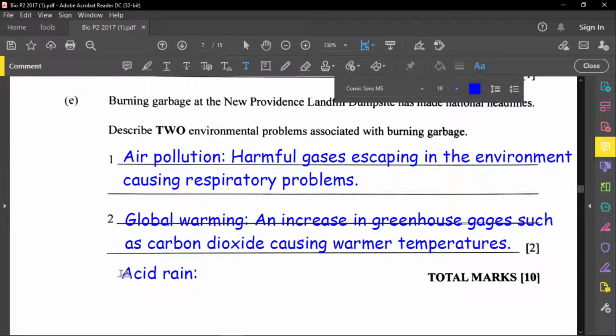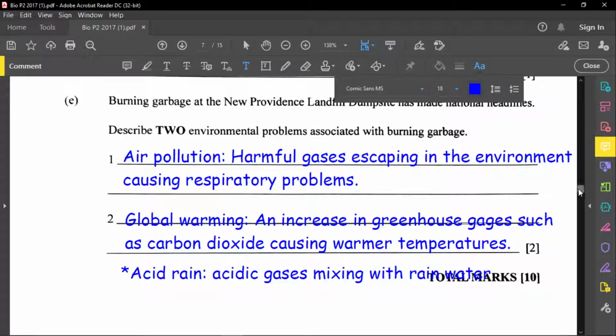Some of the gases that will cause this will be like sulfur dioxide, nitrogen oxide. So here we could have acid rain because of acidic gases mixing with rainwater. All right, and some of those gases, as I mentioned, could be sulfur dioxide or nitrogen oxide. They mix with rainwater or precipitation and cause acid rain. So I put that in there as another option. All right, let's move on to another question real quick.